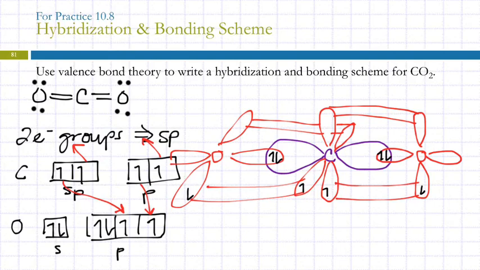Any questions? Now we have to label the bonds. So this one is going to have the same label as that one. What kind of bonds? Pi bonds, side-to-side overlap. And they are between carbon and oxygen. So carbon and oxygen. And what types of orbitals are overlapping? P orbitals.